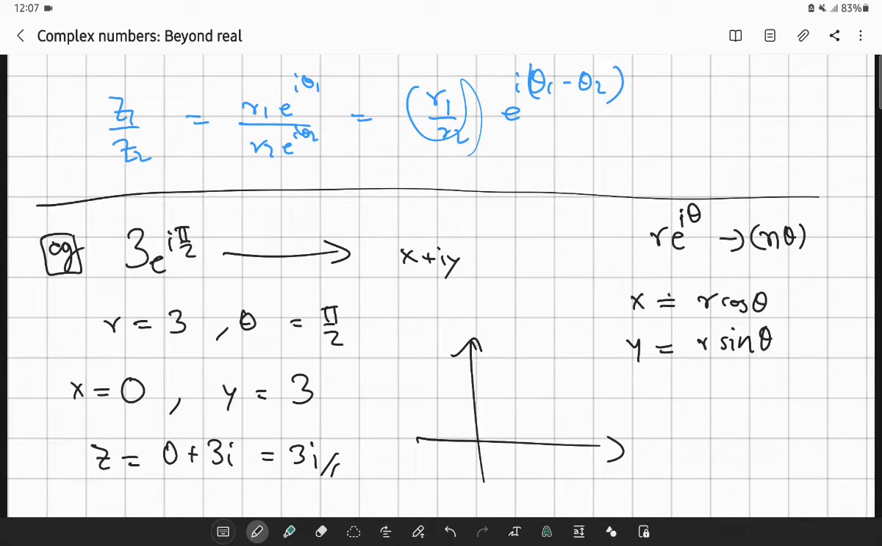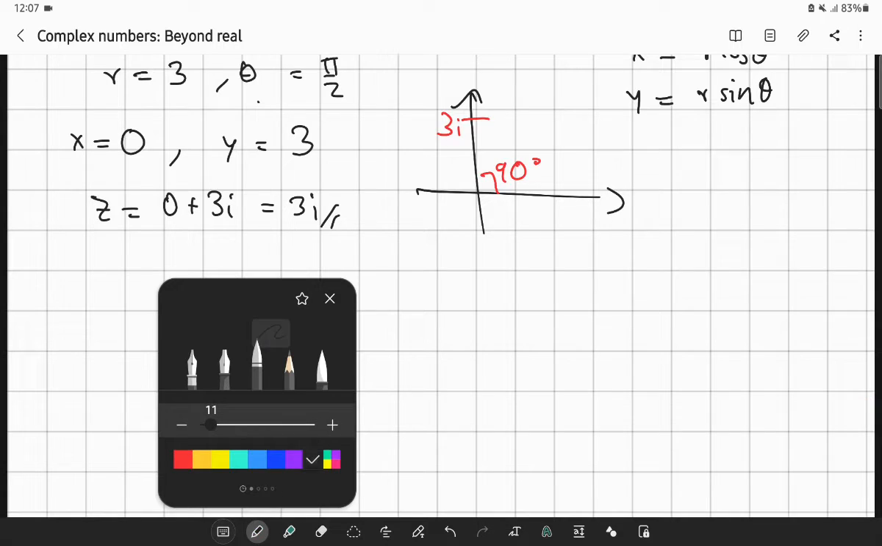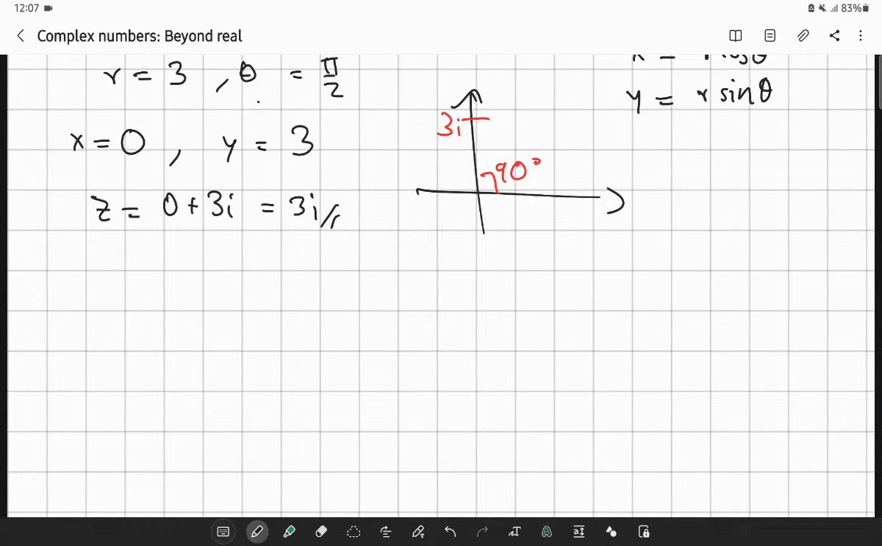I mean, we could have seen this from here without even doing the cosine stuff. How? I have a vector that has length 3 and it has the theta. This theta is equal to 90 degrees. So where does that bring me? That brings me here, 90 degrees here, and it's 3i. I can just look at it directly from the equation itself. This exercise is just to get you familiarized with the two different notations of complex numbers. Okay, let's do an opposite example.